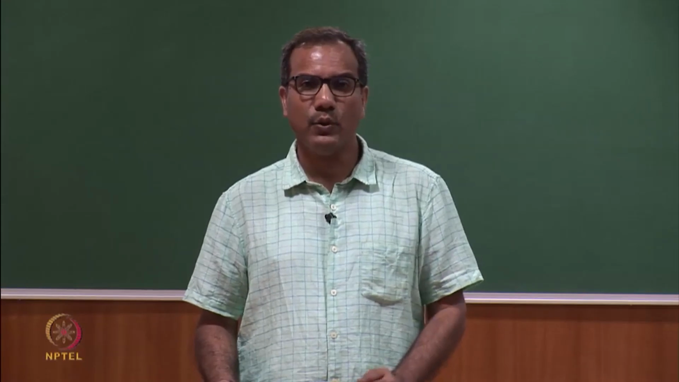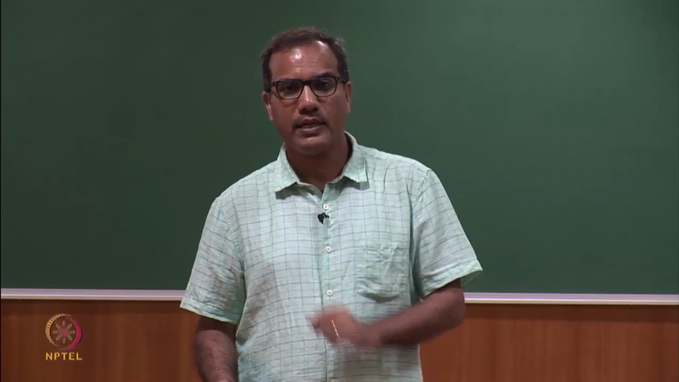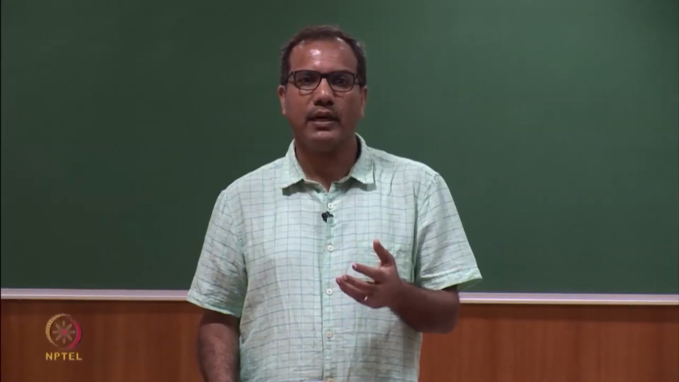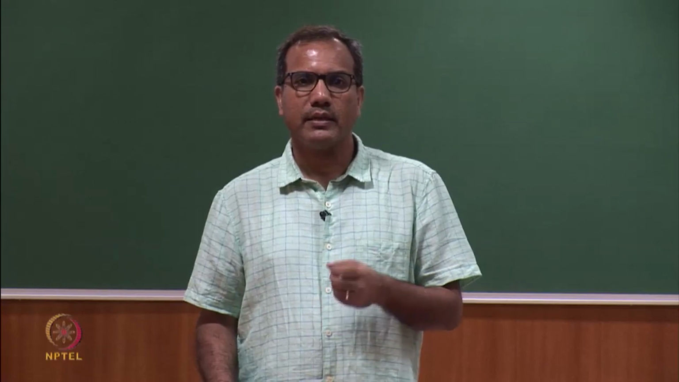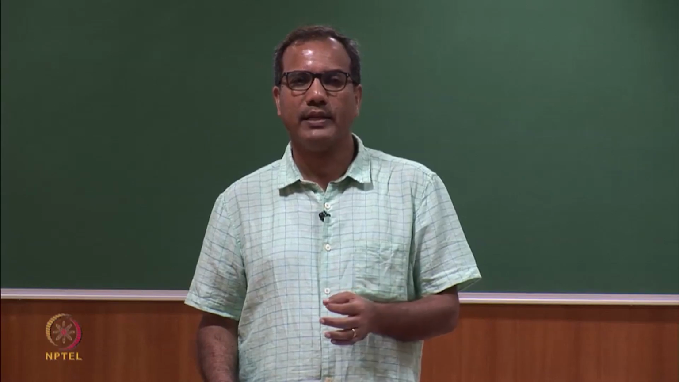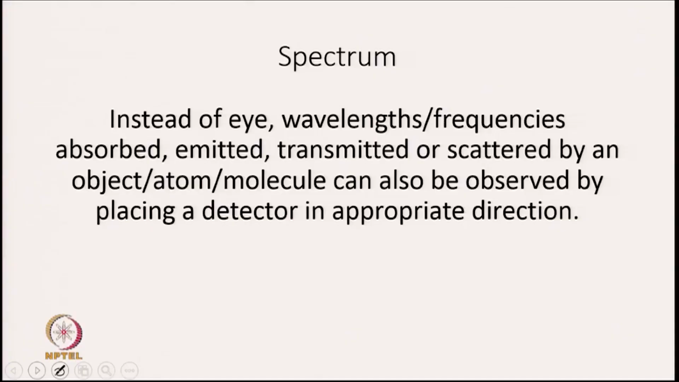And so, during the sunset or sunrise, the sun looks red. Again, the atmosphere scatters blue light more effectively than red light, hence during the sunset, unscattered light reaches our eye, and that is why the sun looks red or the sky looks red. So, this is about why we perceive a particular color of an object.